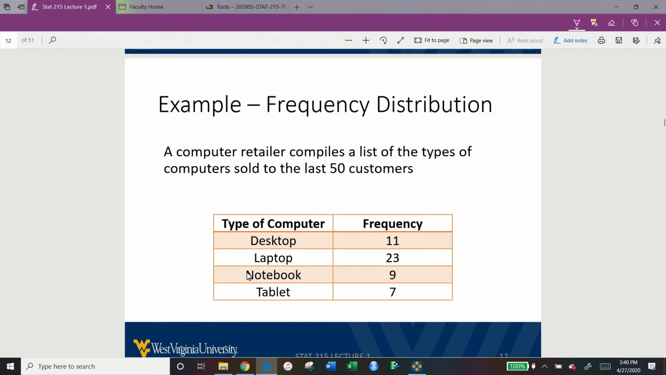So, for example, if we have a computer retailer that compiles a list of the types of computers sold to the last 50 customers, he may say, all right, we've got desktops, laptops, notebooks, and tablets. And he records the number of customers that bought each of those 4 categories. This is a frequency distribution. We have a frequency distribution table.